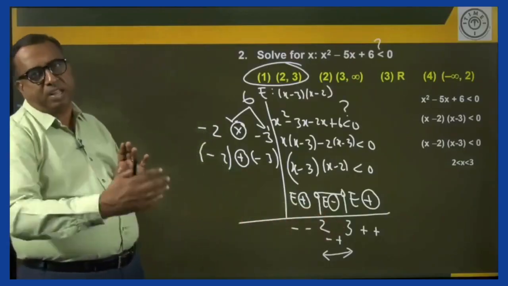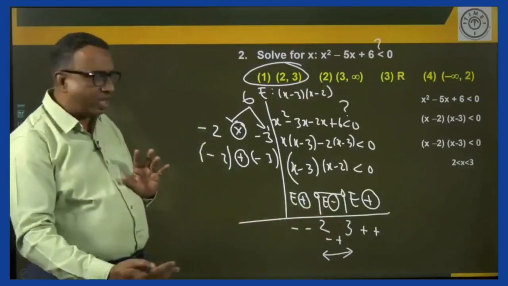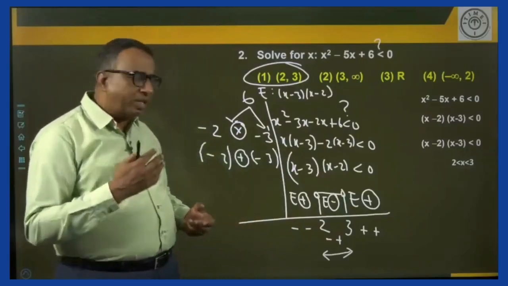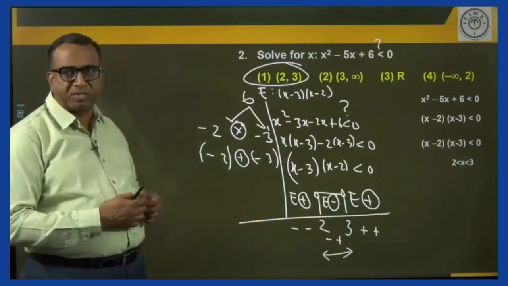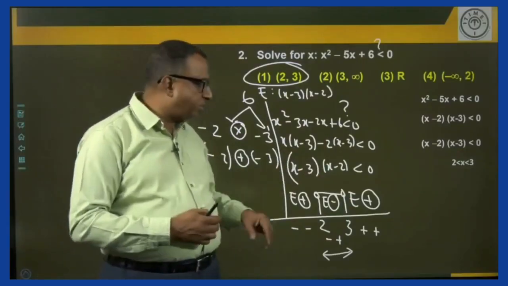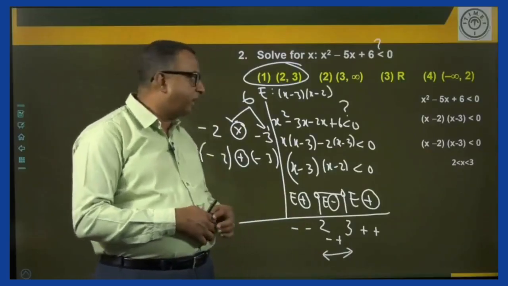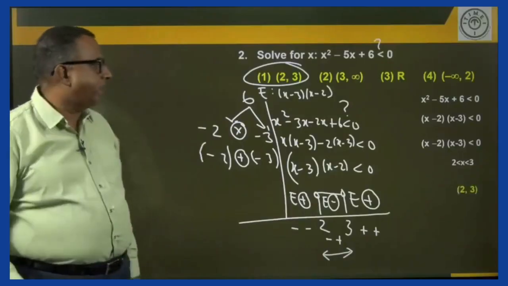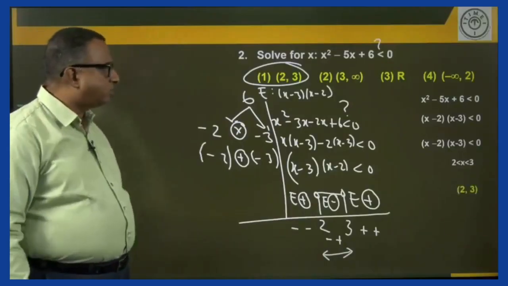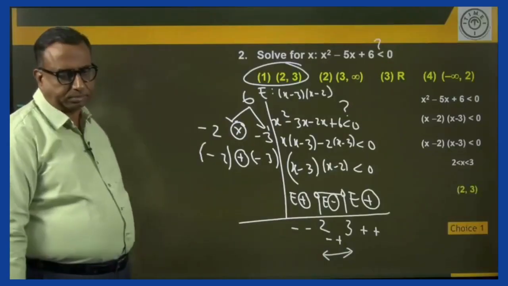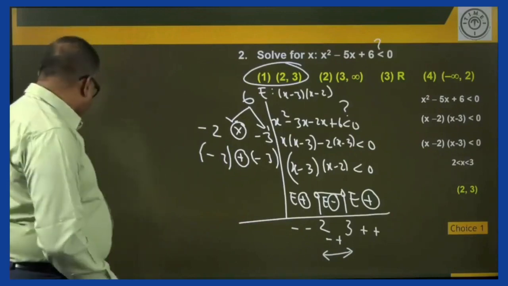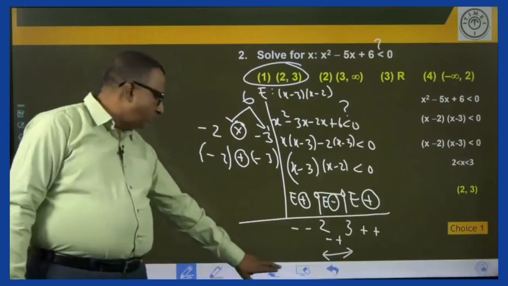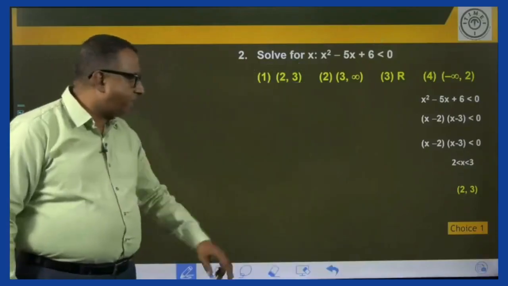Anything more than 3, if x is more than 3, the expression is positive. Anything less than 2, the expression is positive. Between 2 and 3, the expression is negative. So minus into plus is what you're getting. So the answer is choice 1 for this. Okay. So 2 to 3 is the answer. Choice 1 is the answer for this one. Okay. That was question number 2 for us. We now come to question number 3.